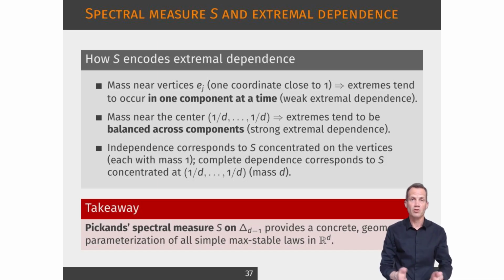This corresponds to weak extremal dependence. If the mass is concentrated near the center, then extremes tend to be balanced across components, which corresponds to strong extremal dependence. Independence corresponds to mass on the vertices, while complete dependence corresponds to mass at the center. The takeaway is that the spectral measure provides a concrete and visual parameterization of simple max-stable laws in several dimensions.